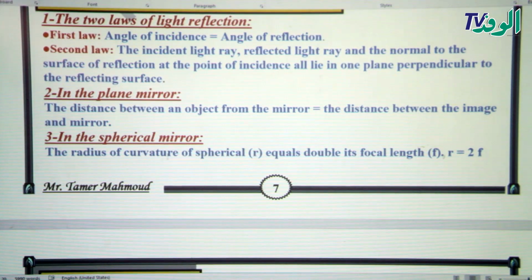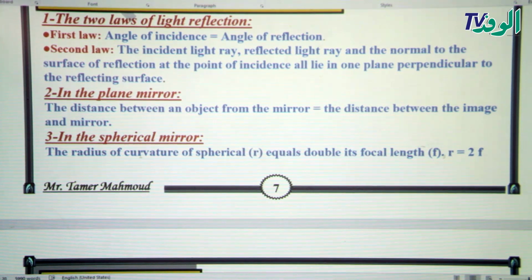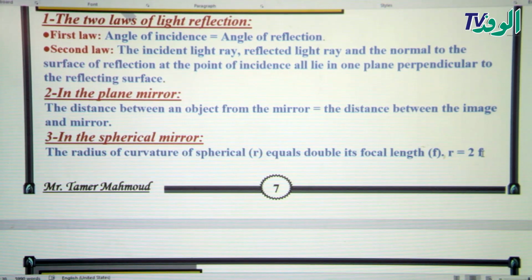In the spherical mirror, the radius of curvature equals double its focal length: r equals 2f, or f equals half r. Yes, very good.